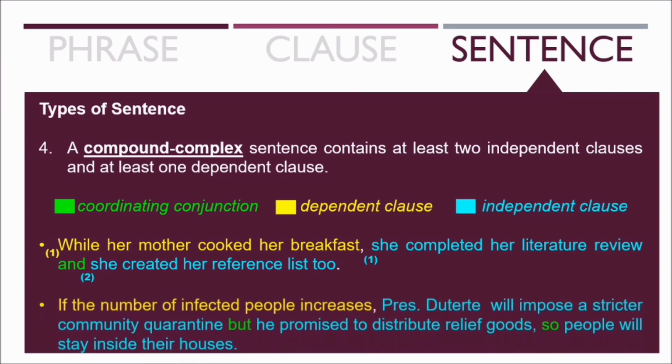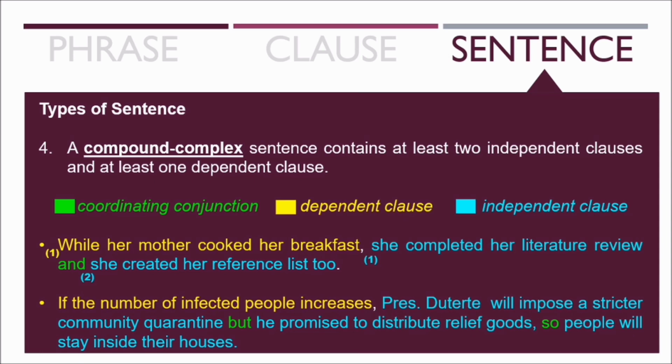Okay? Next sentence. "If the number of infected people increases, President Duterte will impose a stricter community quarantine, but he promised to distribute relief goods so people will stay inside their houses." Now, in this sentence, we've got one dependent clause and three independent clauses combined by coordinating conjunctions "but" and "so." Okay, so these are the four types of sentences.